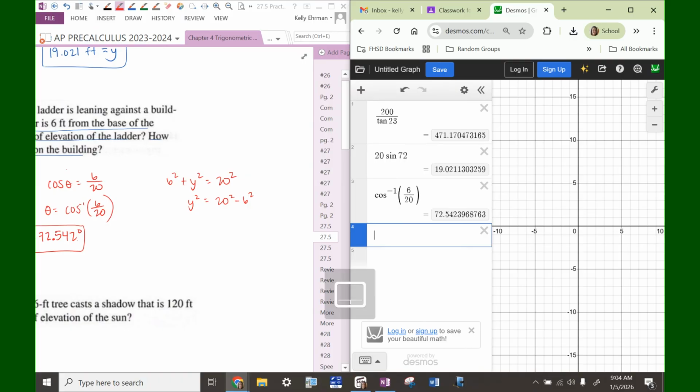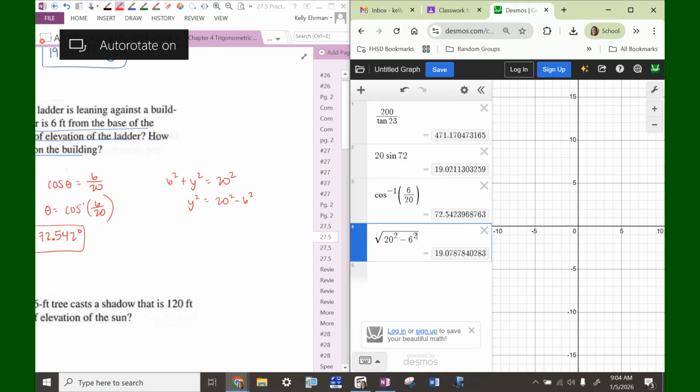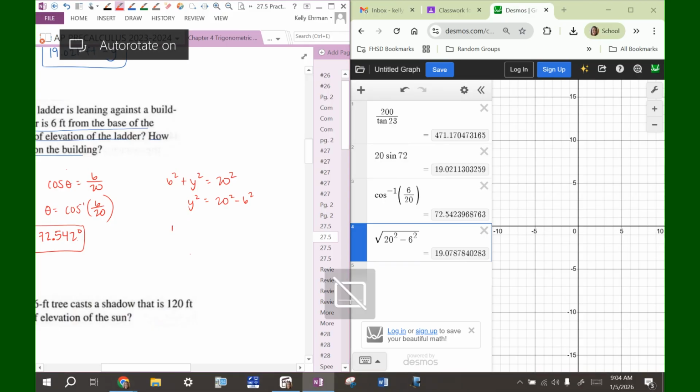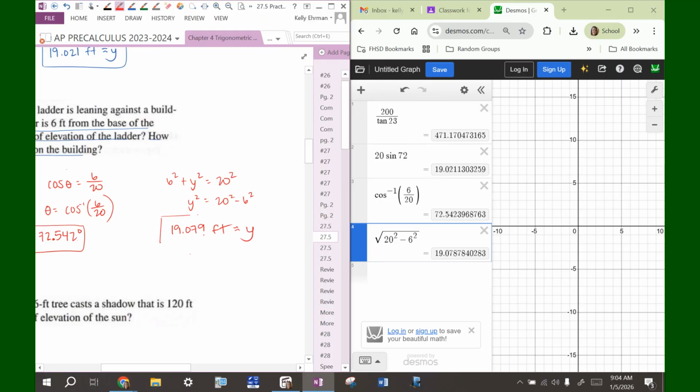So y will be the square root of 20 squared minus 6 squared. And that is approximately 19.079 feet is our answer for y.